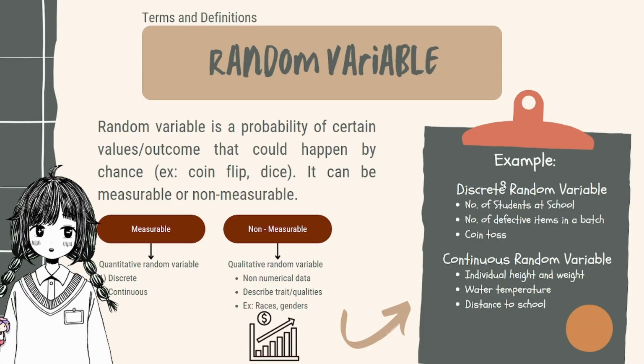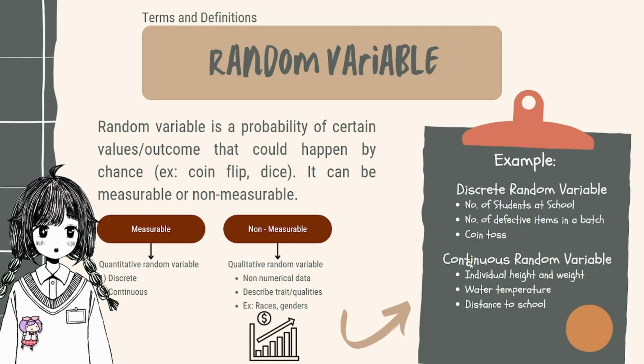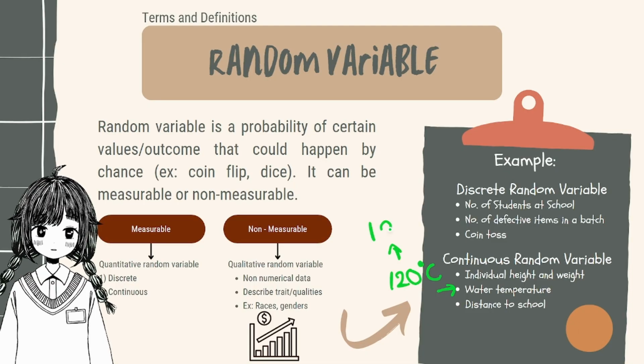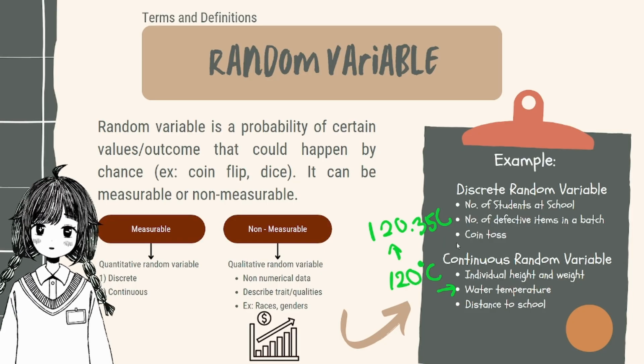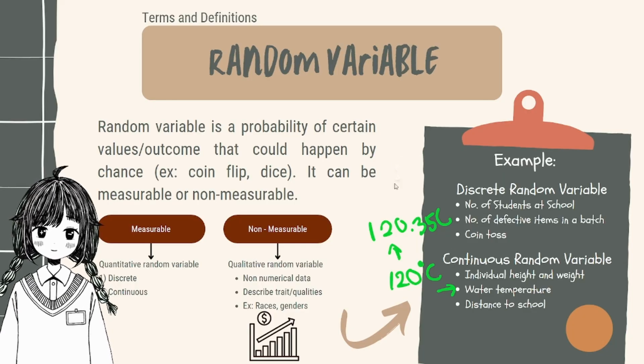Easy to understand, just remember that discrete can only be counted with whole numbers, while continuous, like temperature, can be more precise. Let's say its whole number is 120 degrees Celsius, but it can be like 120.35 degrees Celsius. But in discrete, you can't say the number of students is like 21.7. It doesn't make sense. It can only be 21.